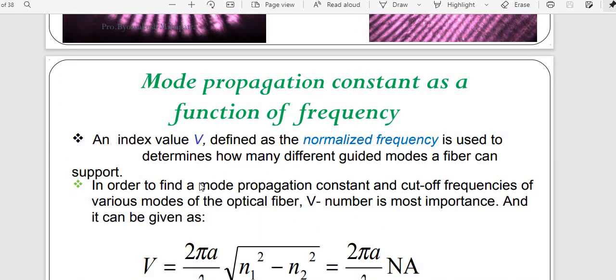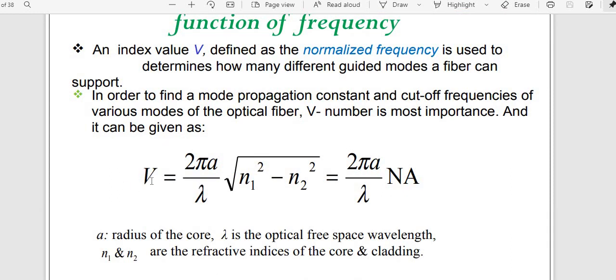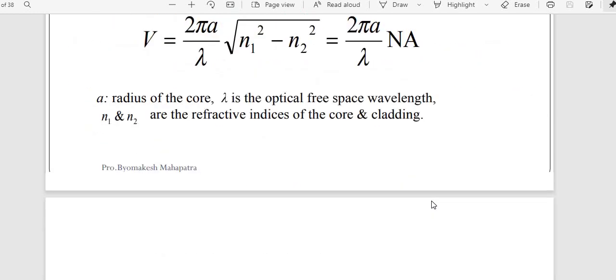And the mode propagation frequency. How do we get the mode propagation constant as a function of frequency? As you can see here, an index which has a value V, defined as the normalized frequency, is used to determine how many different guided modes can be supported, how many waveguides it can support. To get that, we use the V number. V is equal to 2 pi a by lambda times root of n1 square minus n2 square. What is this n1 and n2 term? It is the numerical aperture. Till now we covered this.